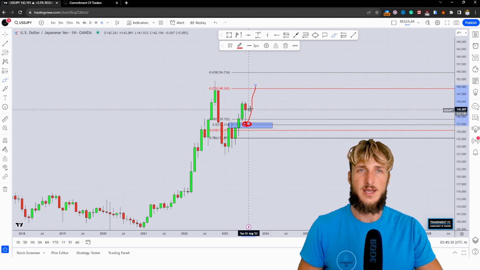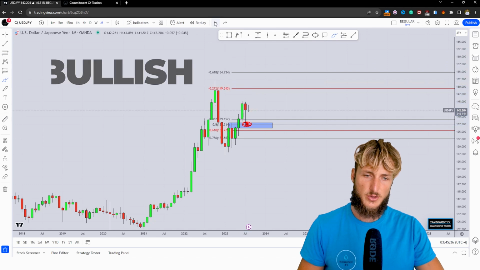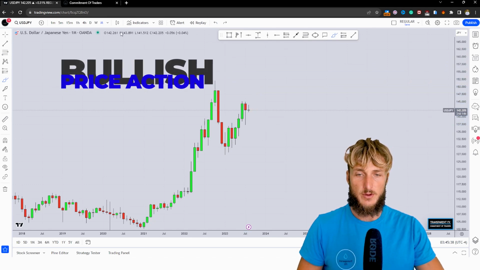Now, why do I say institutional longing? Well, that is something that we will be covering later on during the analysis. But here on the monthly, everything looks very bullish.